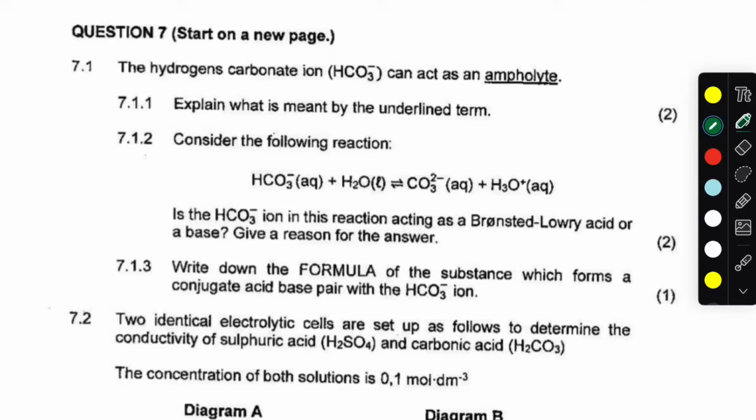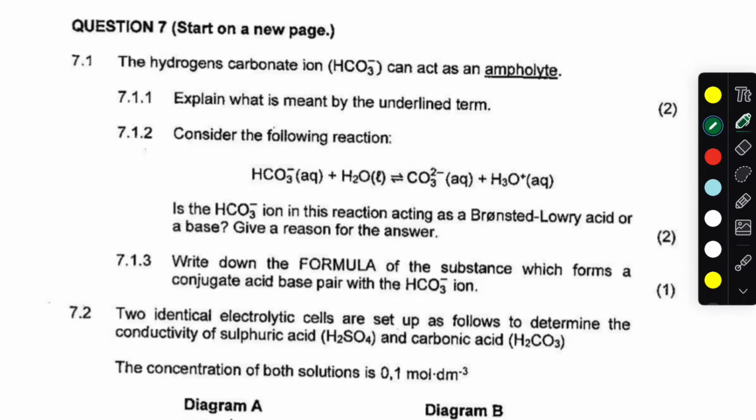Today we're doing acids and bases. It's the Mpumalanga September 2024 question paper. I'm going to specifically focus on acids and bases. 7.1, it says hydrogen carbonate ion. That one can act as an ampholyte, right?